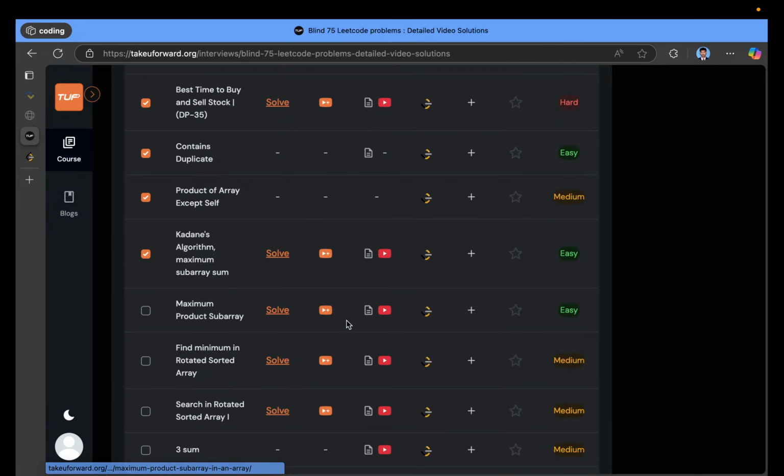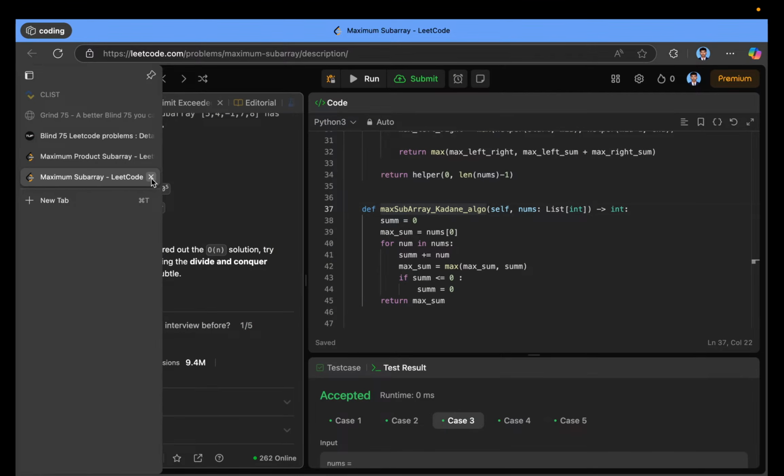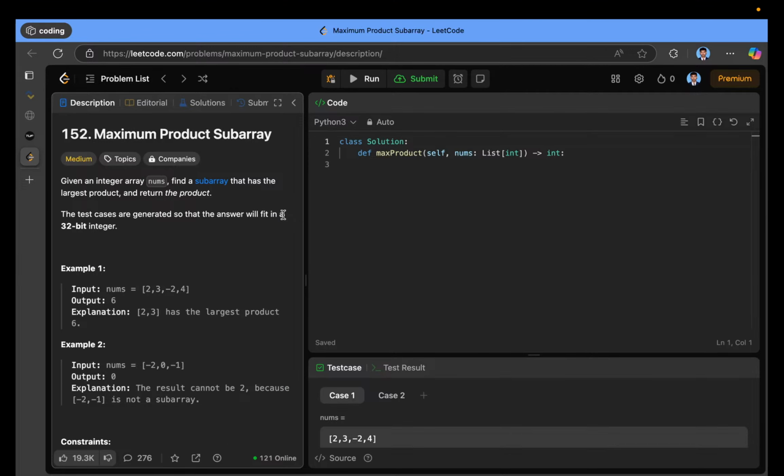Maximum product subarray. I think I have solved this question also. I don't know when, but I have solved this question, but I don't remember. Let's connect on LinkedIn. Yeah, I have shared the LinkedIn profile in this chat. If you go up, you will find that. Okay, what's your name? Vaibhav Rathor.